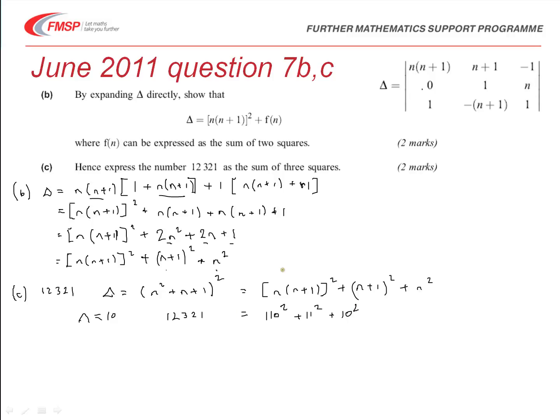So where are our marks coming from here? In part B, this initial statement would gain you 1 mark, and then working through to get this appropriate form would give you a mark. And in part C, we're realizing that you can set n equal to 10 in these two equated parts, and then coming up with this answer from there will give you your second mark.